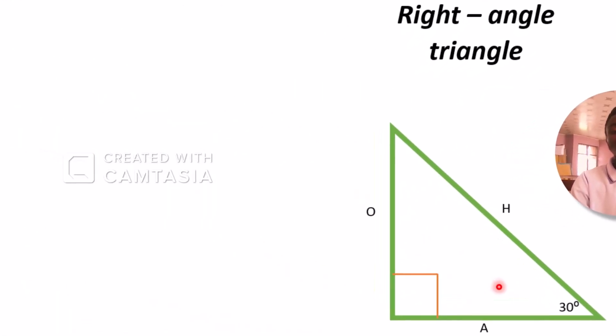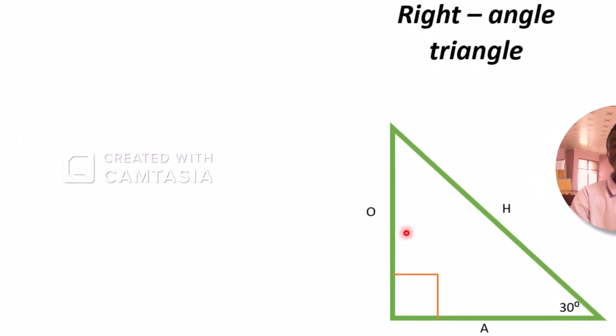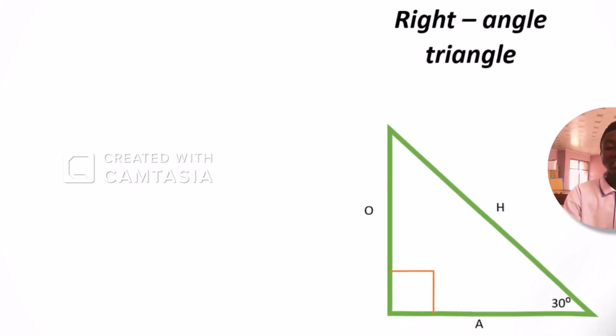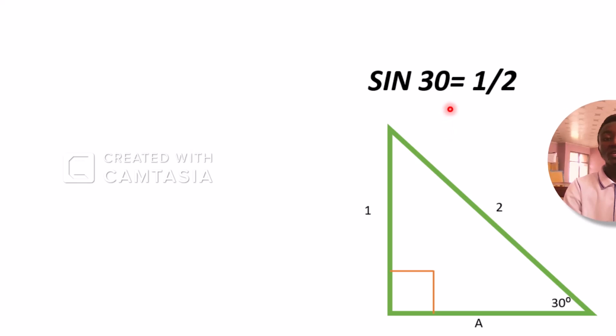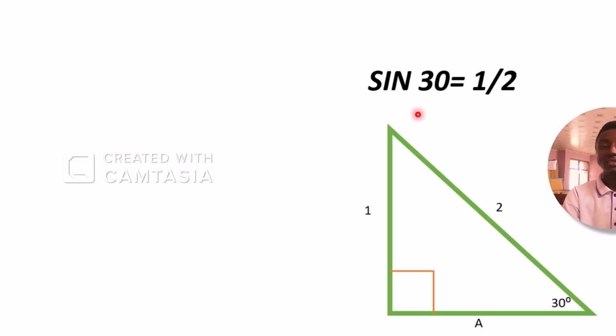So this is the right angle triangle. Don't forget it has three main parts. We have the opposite, hypotenuse, and the adjacent. So what should we do next? Let's follow the discussion. Don't forget in the question we were given sin 30 equal to half.